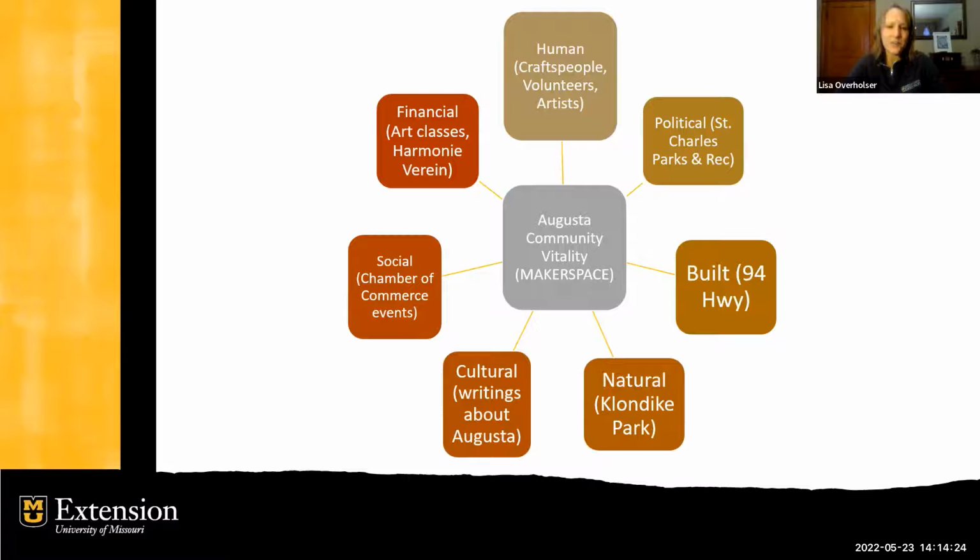And I say that as financial capital because one way that artists can make money is by offering classes, and the Harmony Verein can present performances and charge people for tickets, and then they get that money and it can allow them to do other things. And then for social capital, I listed the Chamber of Commerce events department, a group of people that was responsible for putting things up on the events calendar.